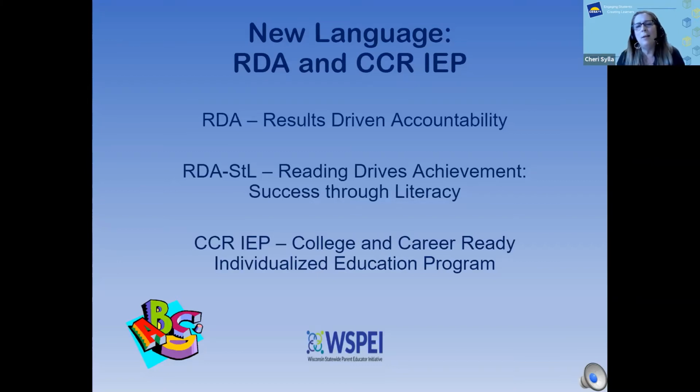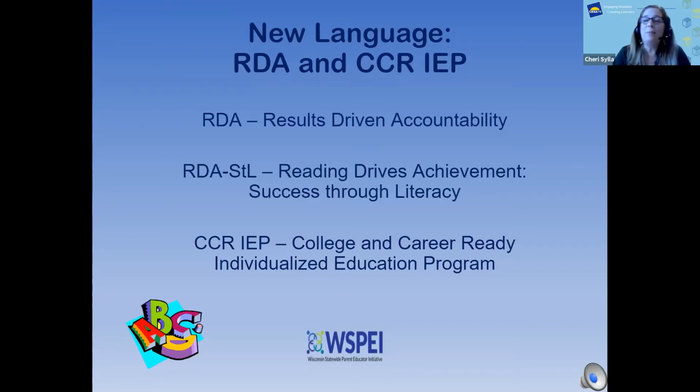So what kind of results are you going to measure to determine whether or not that achievement gap is closing? A lot of states across the United States chose attendance or graduation. In the state of Wisconsin, we chose to focus on reading. So you'll see reading drives achievement, success through literacy, RDA, STL. And you'll notice in the IEPs, there are a number of places as we go through the process where we address reading and we ask, how does the student's disability impact reading? Okay, so those were the changes, and that's what this slide is about.